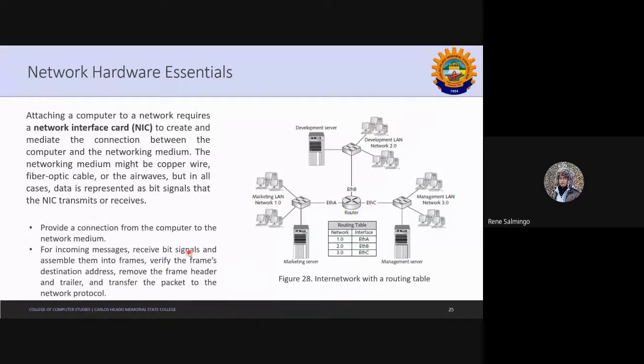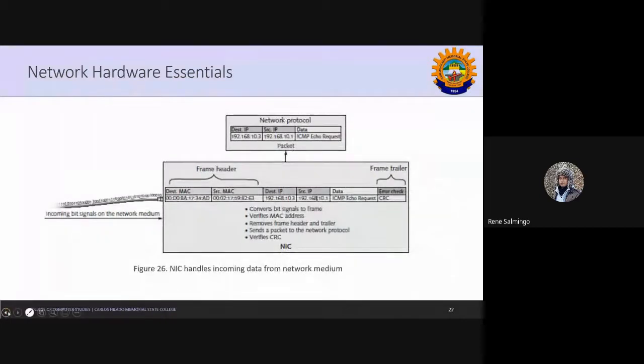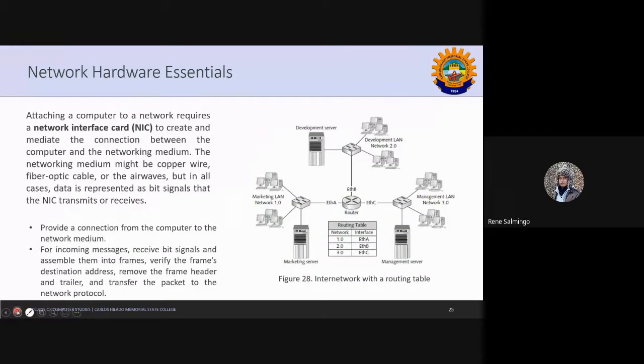Okay. So for incoming messages, like this one before, this is incoming data. The message is sent here, the frame header and frame trailer are removed, and only the packet is sent to the network protocol. And for outgoing, the network protocol carries the packet and sends it back again to the network interface card, and you have those basic router and IP addressing connections.